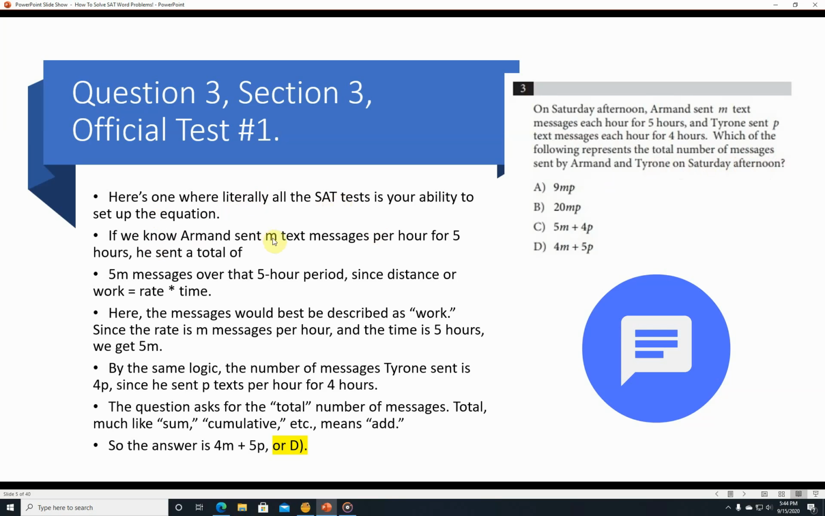If we know Armand sent M text messages per hour for 5 hours, he sent a total of 5 times M, or 5M messages over that 5-hour period, since distance or work is equal to the rate times the time. So here the messages would best be described as work. Since the rate is M messages per hour and the time is 5 hours, we just multiply to get 5M. By the same logic, the number of messages Tyrone sent is 4P, since he sent P texts per hour for 4 hours, so you just multiply 4 times P. This question asks for the total number of messages: total, sum, cumulative, etc. Those all mean add. So the answer is 4M plus 5P, which is D.